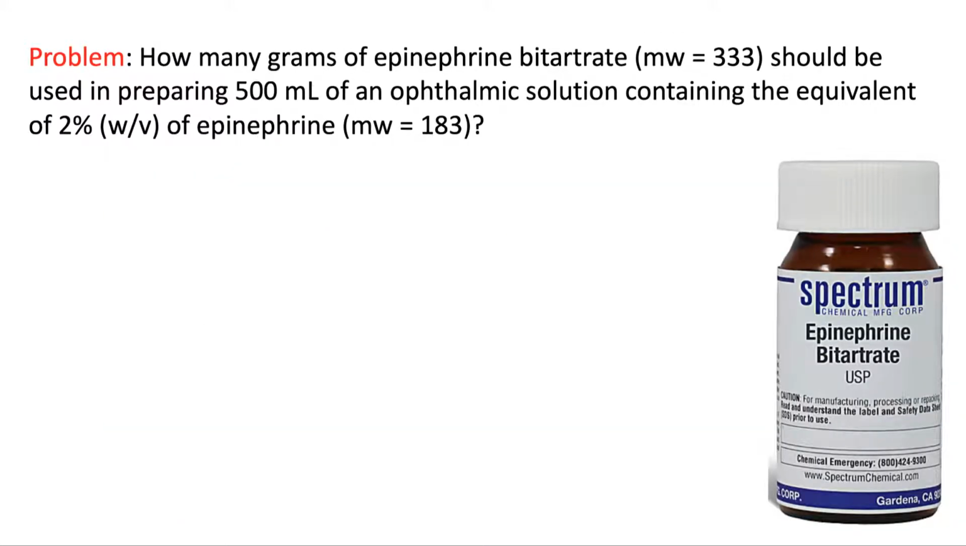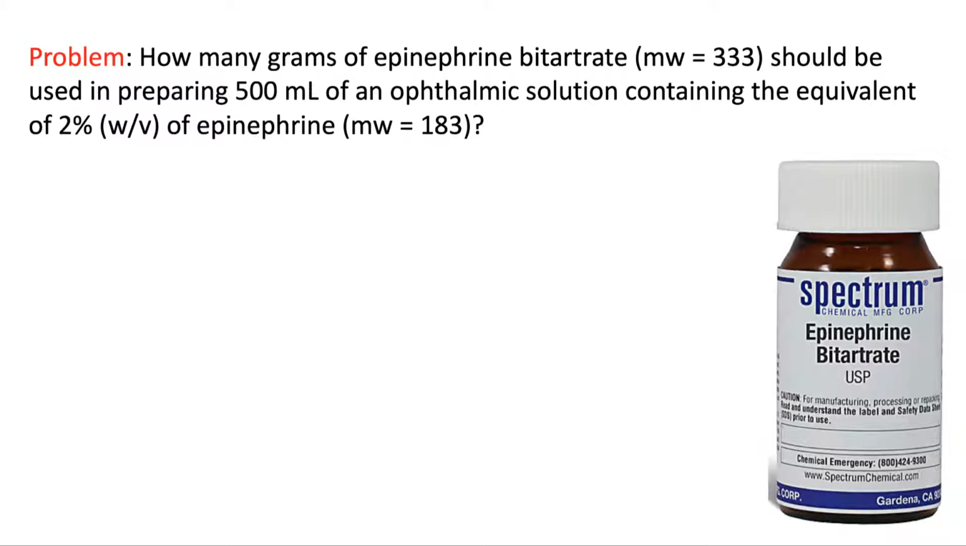All right, well, let's try another variation of these same sorts of calculations. And this problem reads, how many grams of epinephrine bitartrate with a molecular weight of 333 should be used in preparing 500 milliliters of an ophthalmic solution containing the equivalent of 2% weight per volume of just epinephrine? And that molecular weight is 183.